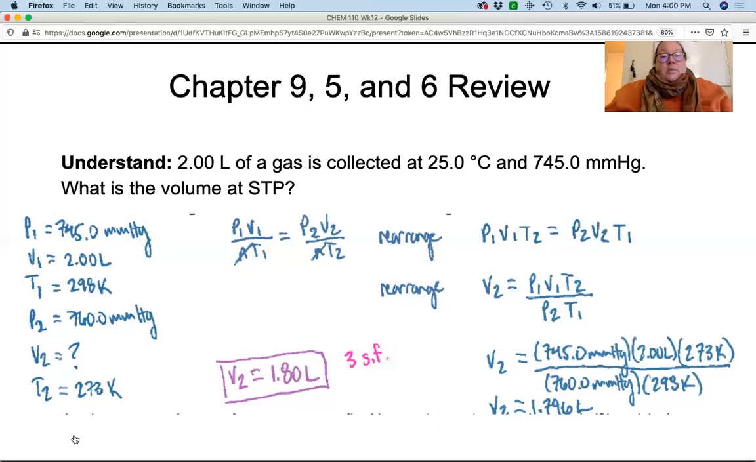And then we're going to rearrange our changing conditions gas law to solve for V2. Once we do that, we can substitute and solve. The most important components that we need to be thinking about are significant figures, in this case, we have 3, and the correct units. In this case, because it's volume, our unit should be liters.